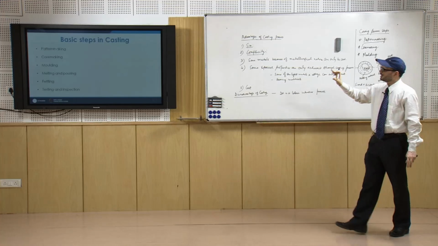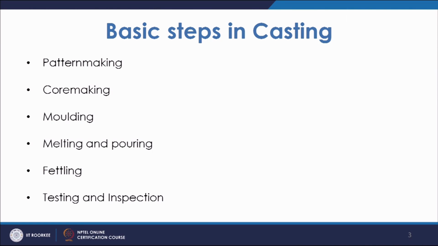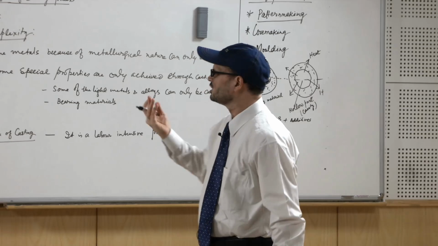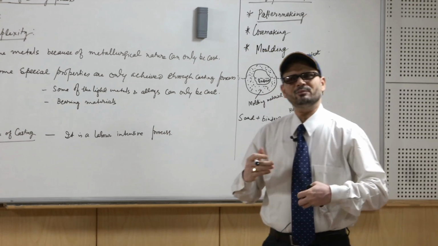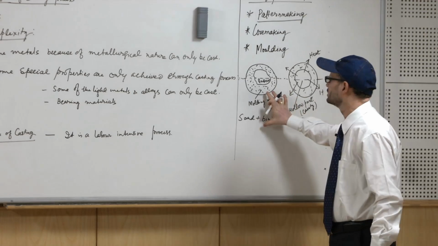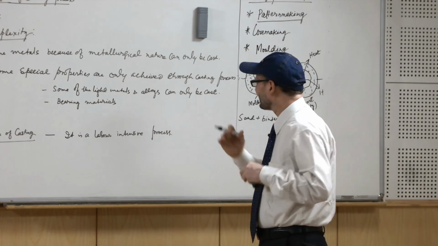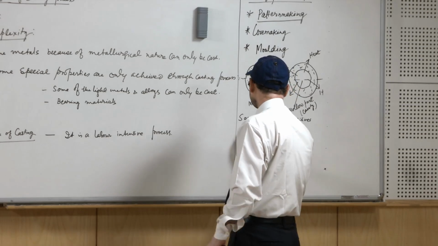So, that way molding section is important. You have to prepare the mold. The mold may be of sand, or if we are talking about the permanent molds, we may have permanent molds of metals. So, it takes care of that requirement.